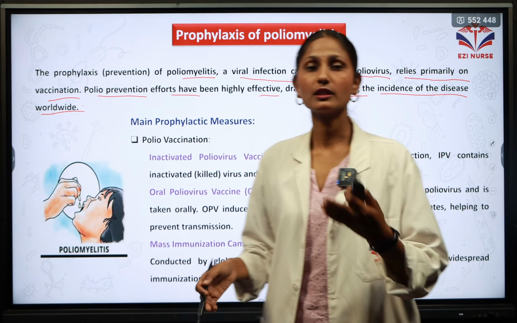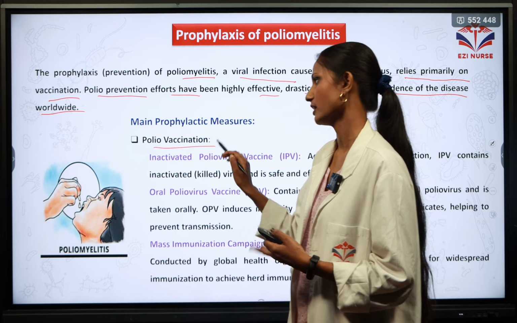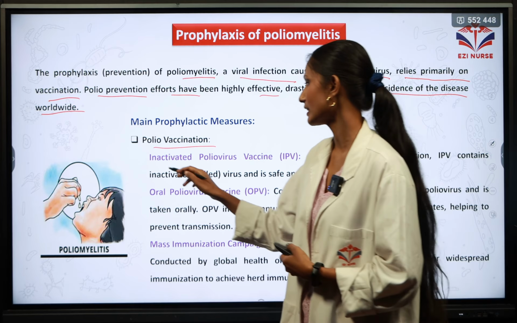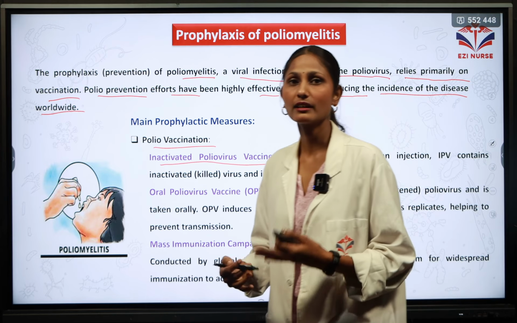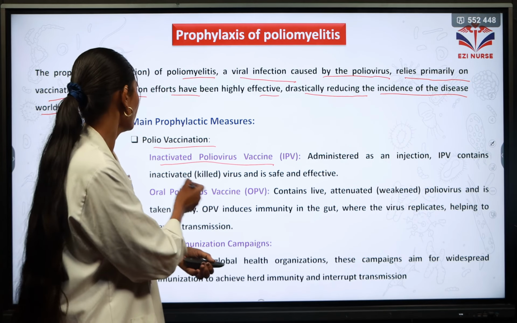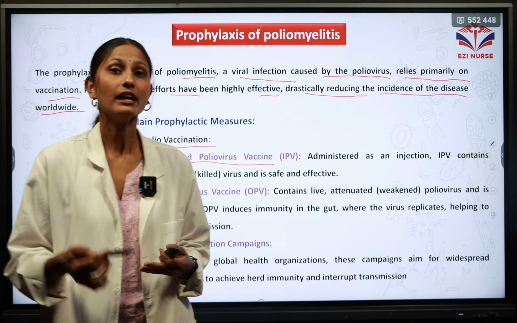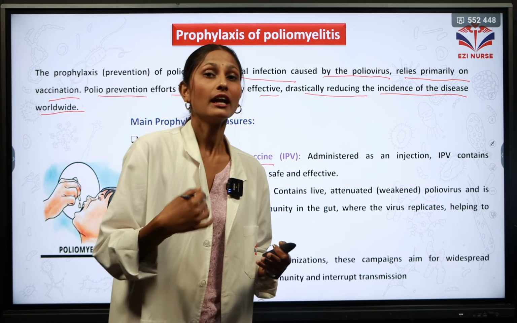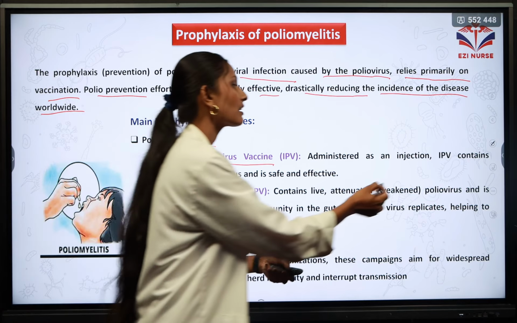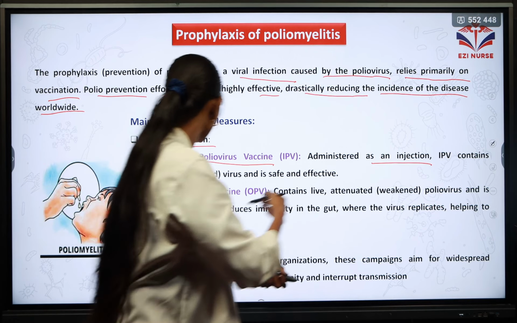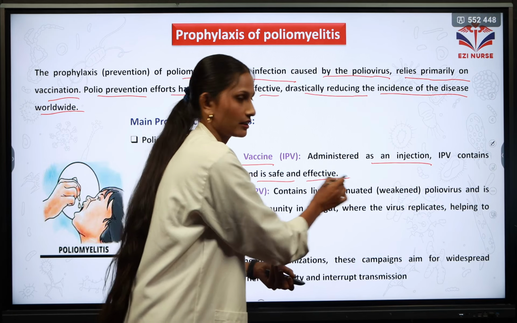So we will see the prophylaxis measures that we can use. The first one is polio vaccination. In polio vaccination there is the inactivated polio vaccine. Inactivated means the killed virus is given to the person, and that killed virus will develop natural immunity in the person's body. It is administered as an injection, IPV contains inactivated, killed virus, and it is safe and effective.